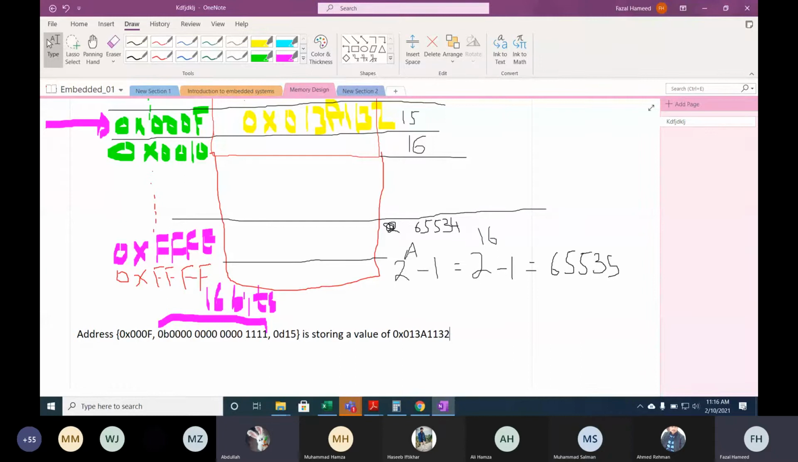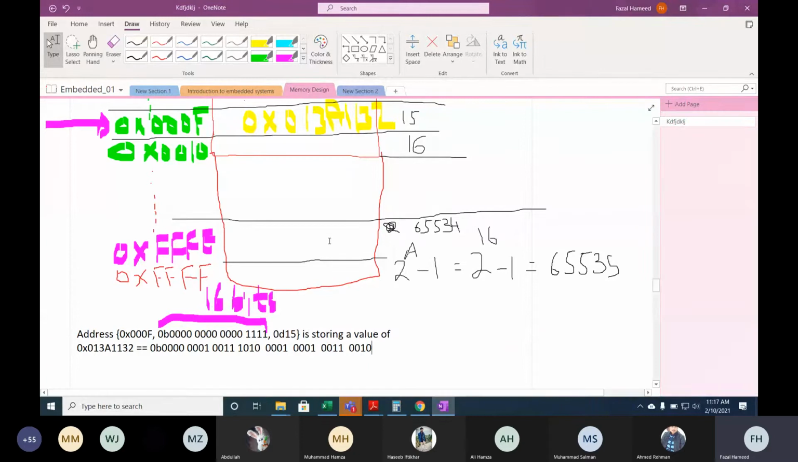Yes, sir. This is equivalent to, and which representation is this? Hexadecimal. If we write it in binary, 0b. For 0, how many bits are required? 0000. What about 1? 0001. What about 3? 0011. What about A? 1010. What about 1? 0001. What about 3? 0011. And 2? 0010.